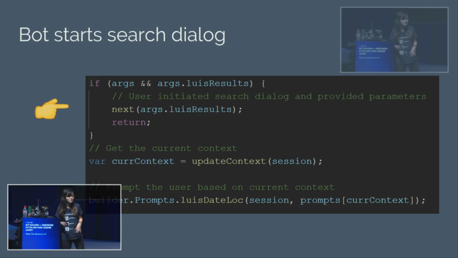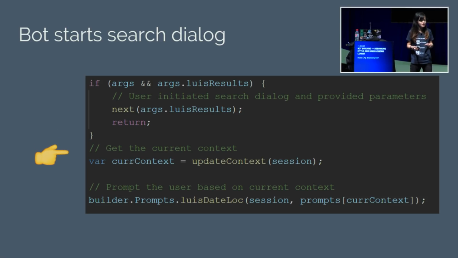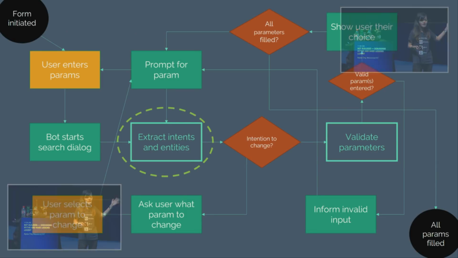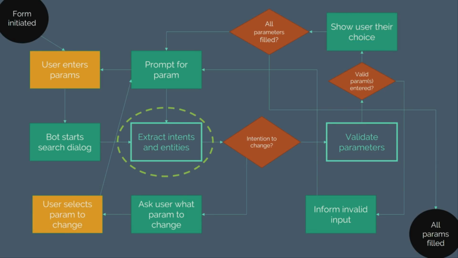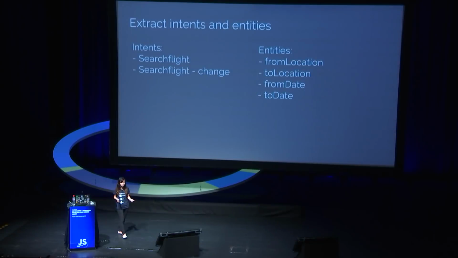And then if this is a first run, so if they've provided some parameters to begin with, then you can just go into this loop and validate the parameters. Sorry, if statement. Otherwise, you get the current context, and then you ask the user what you need from them based on the current context. And then extracting the intents and entities. This part, for me, required natural language processing. So either the user can search their flights, or they can change whatever parameter they want. And then the entities are basically the parameters that you need from them.